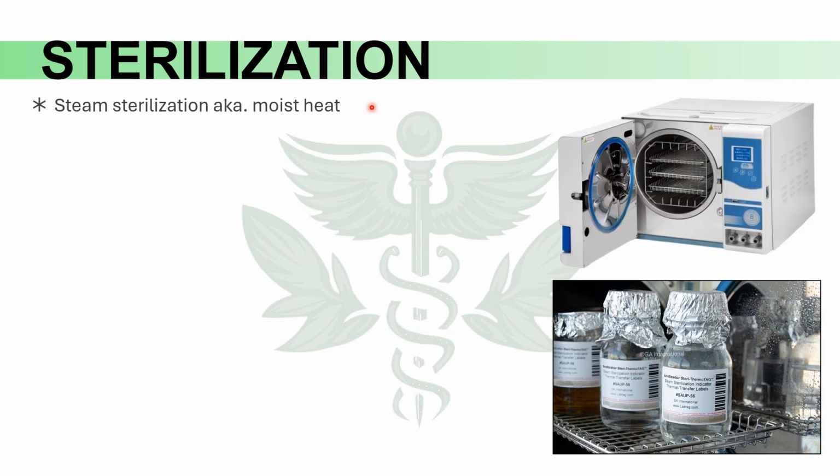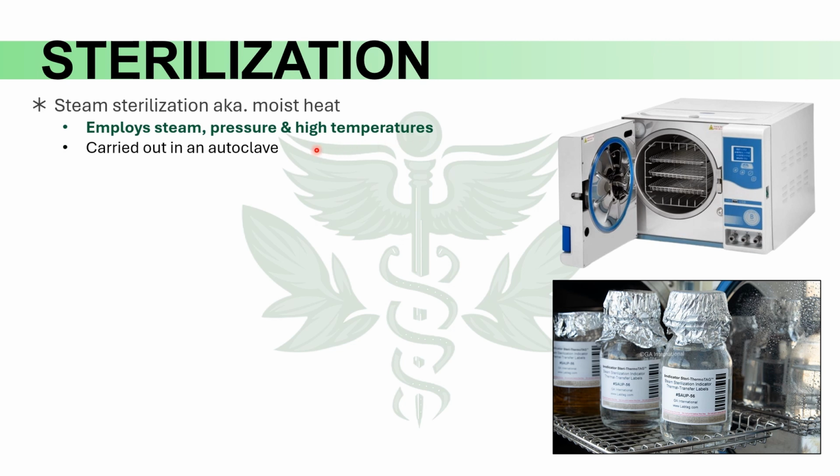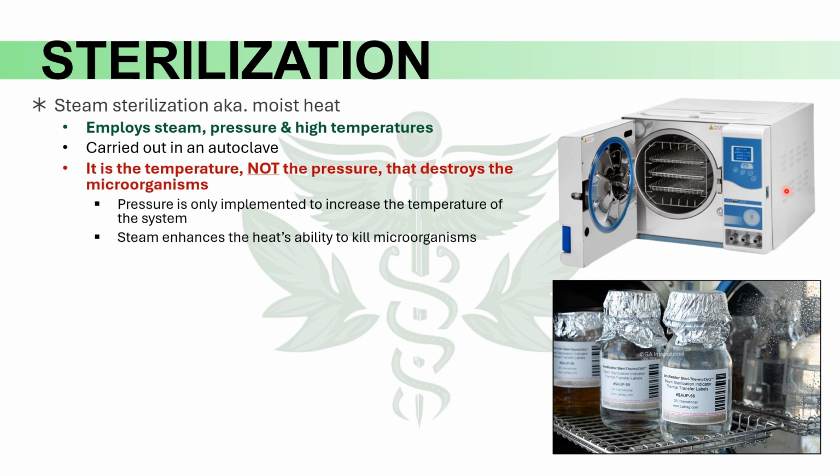In contrast, steam sterilization, also known as moist heat sterilization, employs a mixture of steam, pressure, and high temperatures to sterilize the parenteral product. We carry out this type of sterilization using an autoclave, which is this device right here. An important point for us to understand here is that microorganisms are destroyed by the heat itself, not the pressure. The pressure is simply implemented to increase the system's temperature and therefore increase the efficiency of the process.